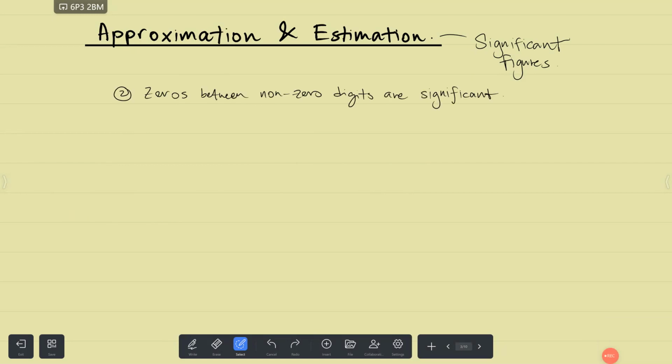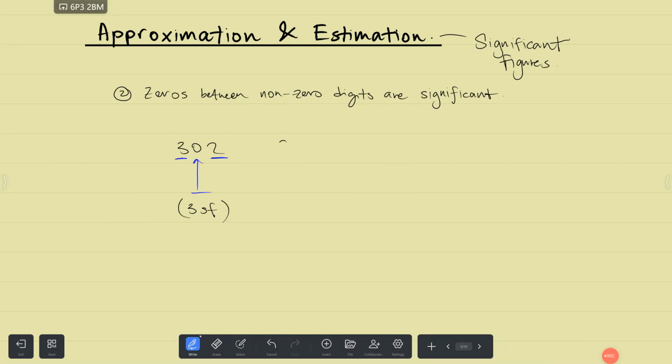Next, zeros between non-zero digits are significant. Meaning, if I have a number 302, since non-zero digits are significant already, the 0 in between will be significant as well. So it will be counted as a significant figure. So over here you have 3 SF altogether. All of them are significant.